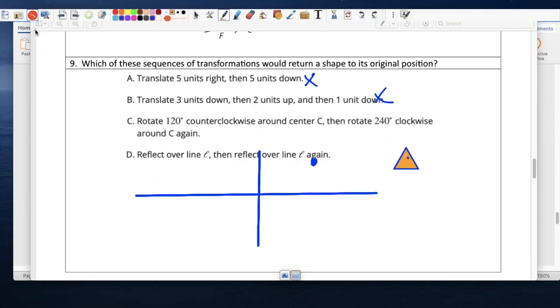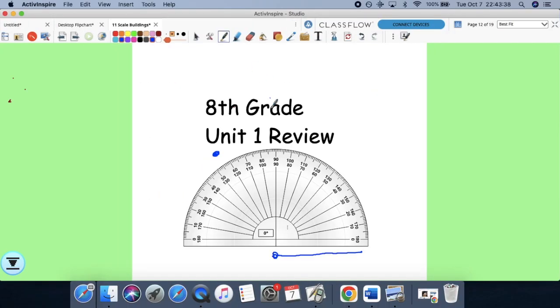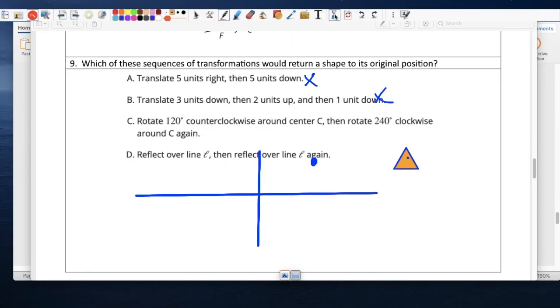And then rotate clockwise. So I'm going to change the order, but it's okay. Rotate 120 one way and then 240 the other way. So if I rotate from here and I go 120 degrees that way, stop. And now I go 240 degrees the other way. So 120 and then another 120. Do I end up back in my original state? Absolutely not.